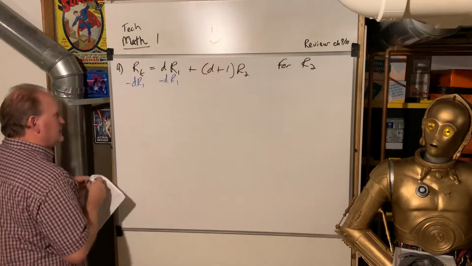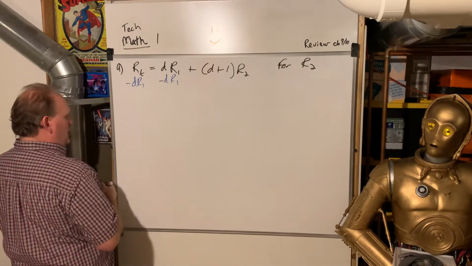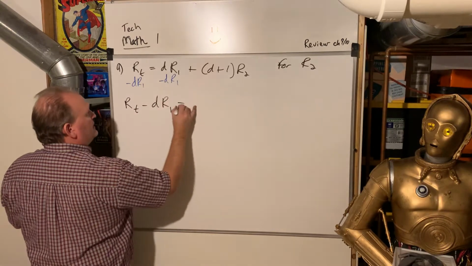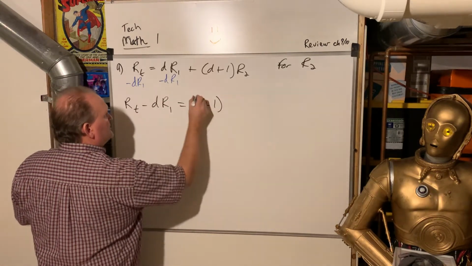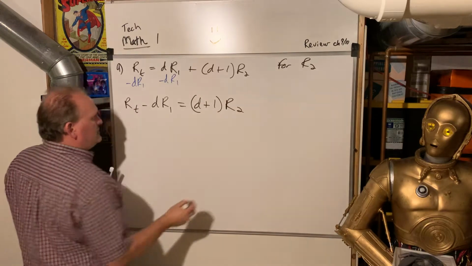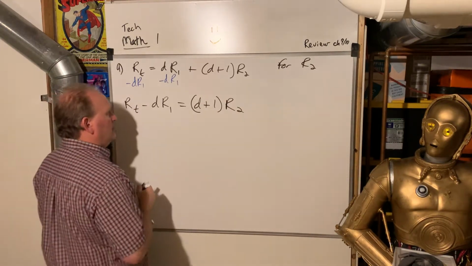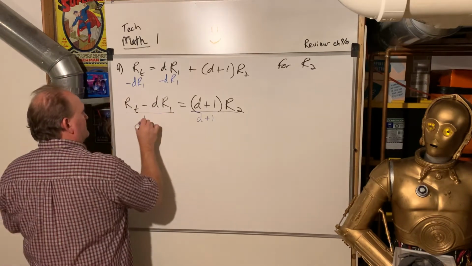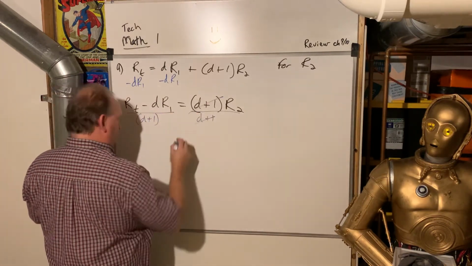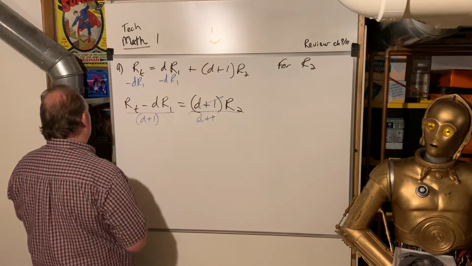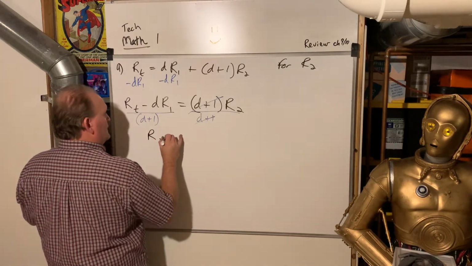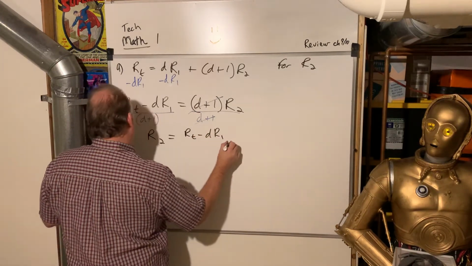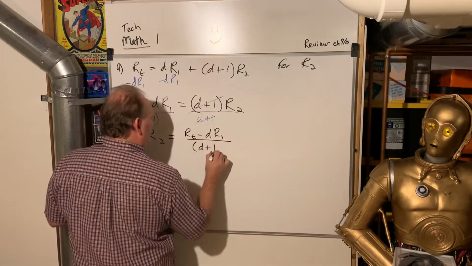We'll subtract d r sub 1 from both sides. So that's r sub t minus d r sub 1 is equal to the quantity d plus 1 times r2. And now divide by d plus 1. And then those cancel, and then that's it. R2 is equal to r sub t minus d r sub 1 over d plus 1.